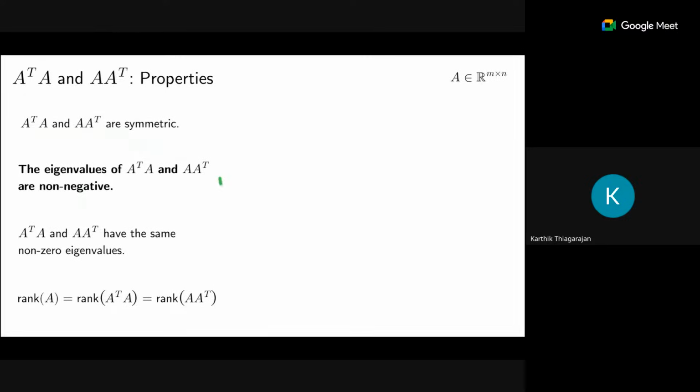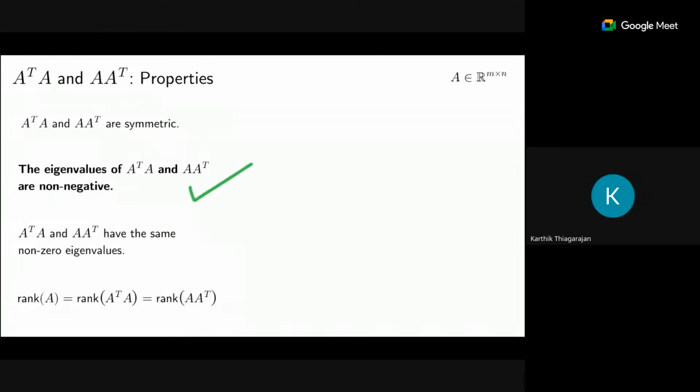The next one is again a very important property: the eigenvalues of A transpose A and A A transpose are non-negative. They can never be negative. They could be zero or they could be positive. This is also very useful. Can someone tell me where this property will become useful? Do you see in SVD, where is this property used, the fact that they are non-negative? While calculating the singular value, we do square root of lambda. Exactly, very good. That is where it is useful.